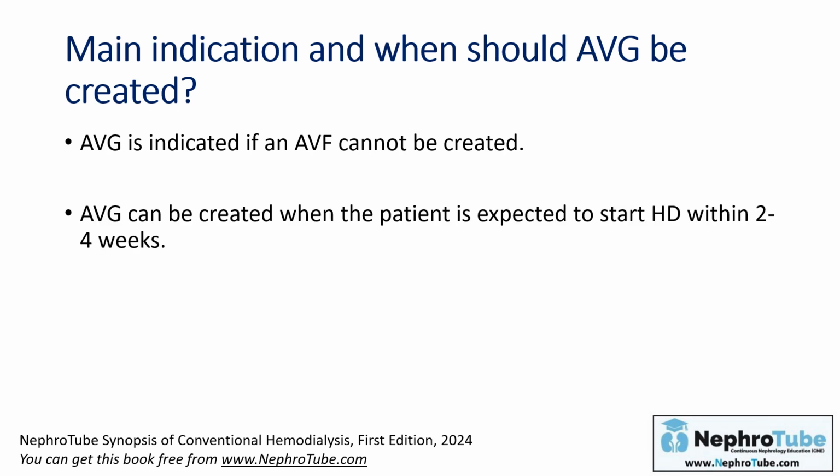Regarding when to create AV graft, actually AV graft doesn't require a long maturation time as is the case in AV fistula. So it is enough to create the graft if hemodialysis is expected in the patient to be started within 2 to 4 weeks only. AV graft needs only 2 to 4 weeks to mature.